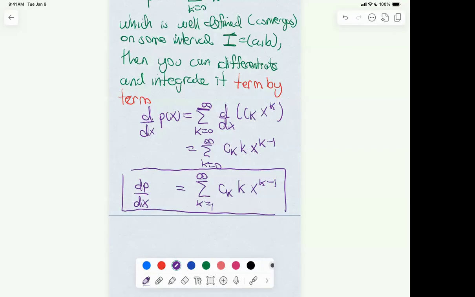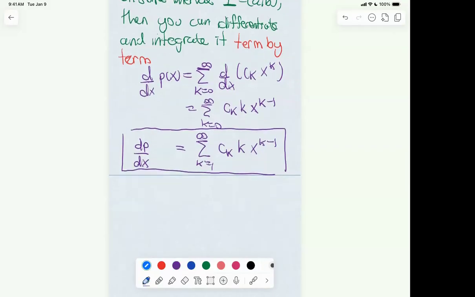And I'm about to show you some examples, but let me also write it for the integral first. I'll write it in the antiderivative form. If you have an antiderivative of p of x dx, again, what would that be? It would be an antiderivative.